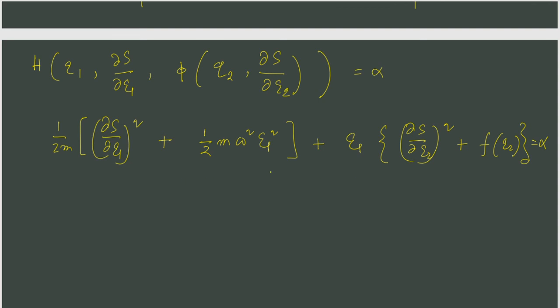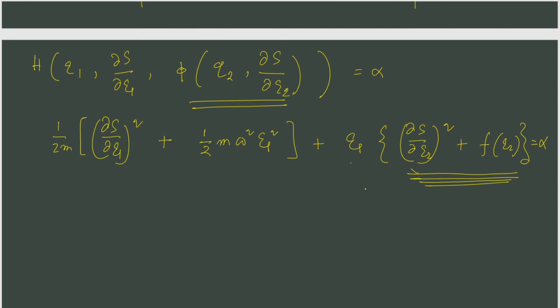What then? It's not a pure addition because the q1 appears here. Then what do you do? Well, first we focus on this part. We say this must be a constant. Why? Well, suppose this function does not have to be an addition, it could be some function of q2 and del s del q2. That is what we have written here.